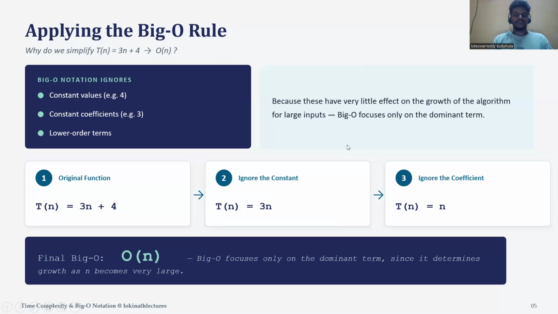Here we are applying the big O rule. First we discussed what time complexity is and why it is important, and next we discussed the mathematical representation of T of n. Next we are going to discuss applying the big O rule on time complexity. After simplifying, T of n equal to 3n plus 4. This is the time complexity we are getting, right? For this we are applying the big O rule.